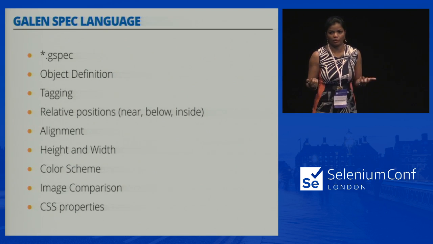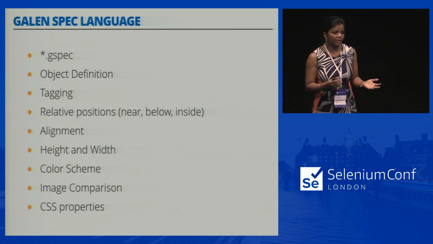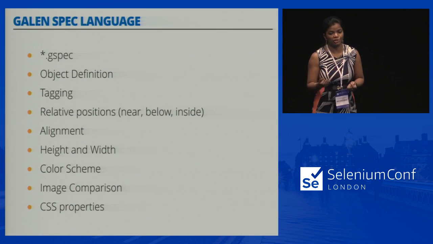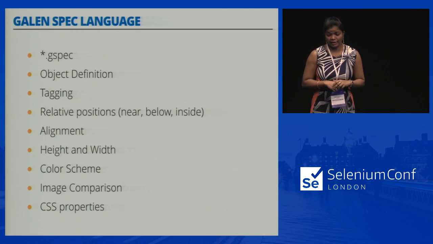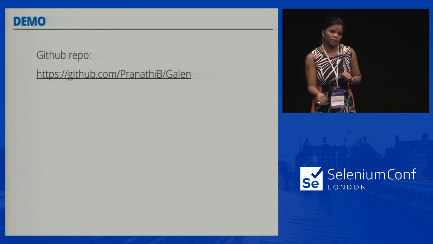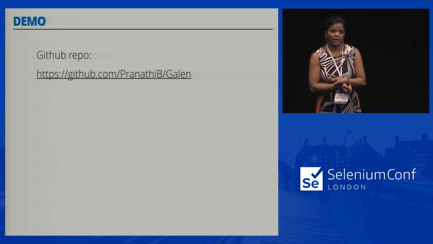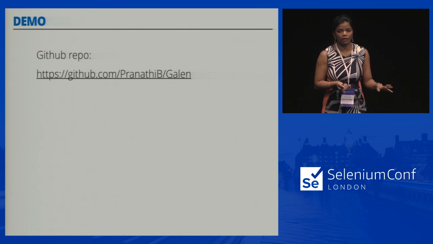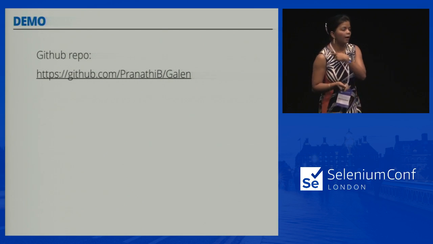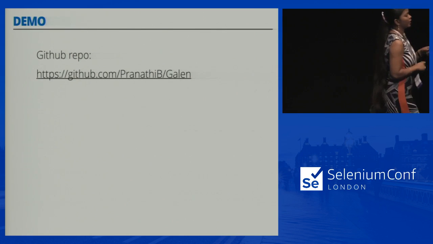Screenshot comparison is not something that I would admire, but one place where I would definitely depend on screenshot comparison is if it's a logo or a static image that I know on the website is not going to change forever. That's when I would use the image comparison provided by Galen. So these are the features of Galen at a very high level. So I'm going to show a quick demo. You can also find the demo, which I'm going to display now, at this GitHub URL.